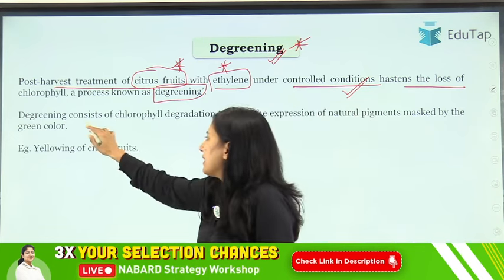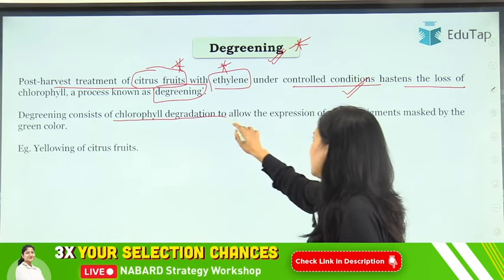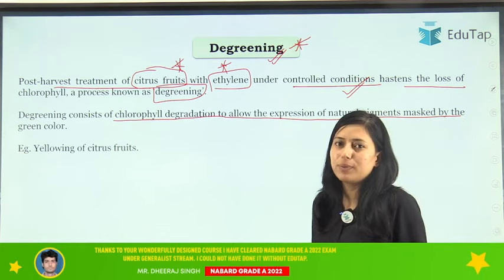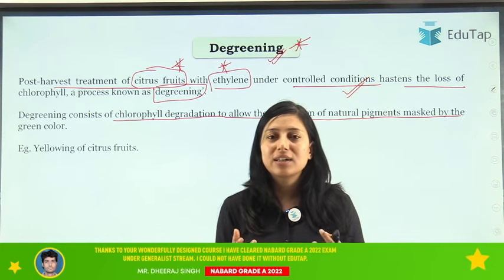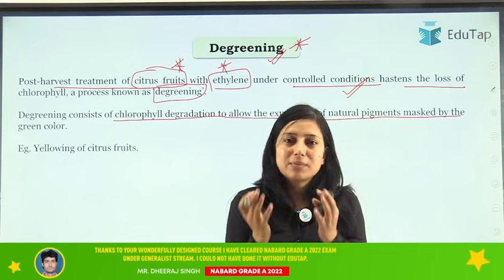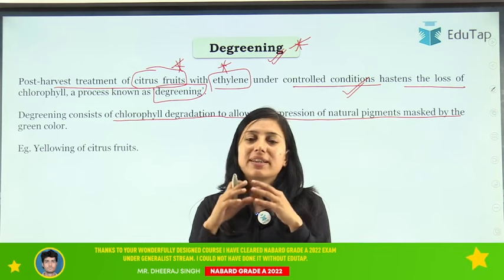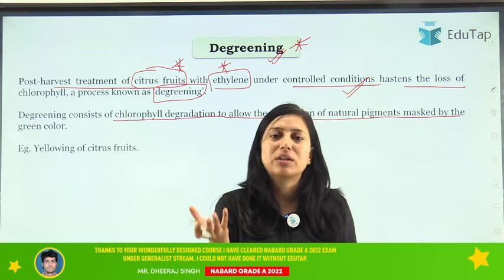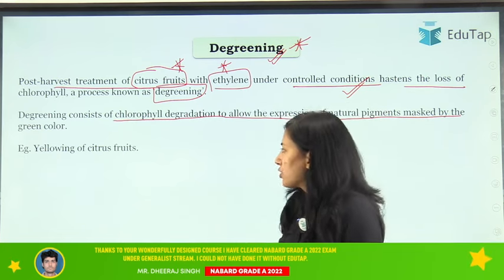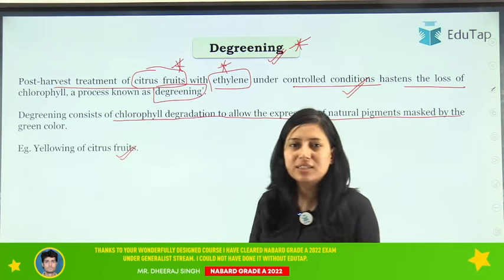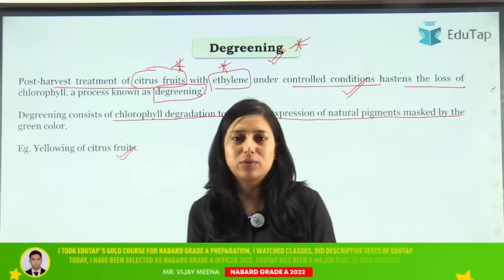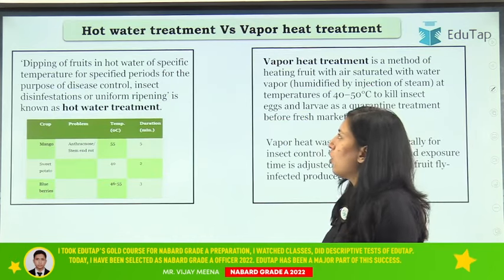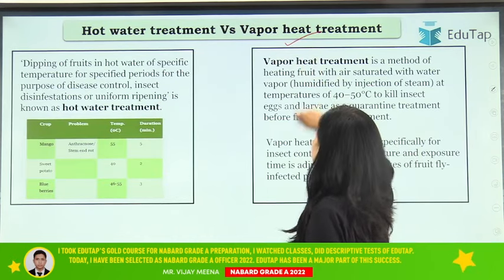Degreening consists of chlorophyll degradation to allow the expression of natural pigments masked by the green color. So basically, as I was telling you, the natural color of any fruit is masked by the green color of chlorophyll. So we have to hasten this process so that the actual color of the fruit can come up. Clear? For example, yellowing in citrus fruit. This is the example I have told about, right? So that is degreening. Moving on to the next, hot water treatment versus vapor heat treatment.